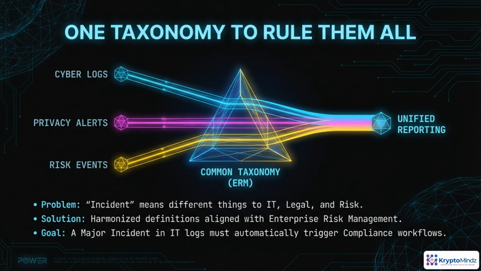Under DORA, different teams can no longer afford different meanings of incident. If cyber, privacy, and risk each use their own language, you may miss major incidents or report them late. The remedy is a single taxonomy, aligned with enterprise risk management. Every alert type is classified using shared definitions, impact levels, and severities. Once that's in place, you can automate the chain. A major incident in IT monitoring instantly becomes a major incident for compliance, triggering the right reporting, escalation, and communication steps without debate or manual translation.